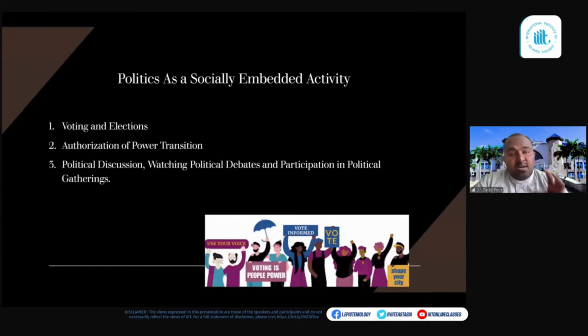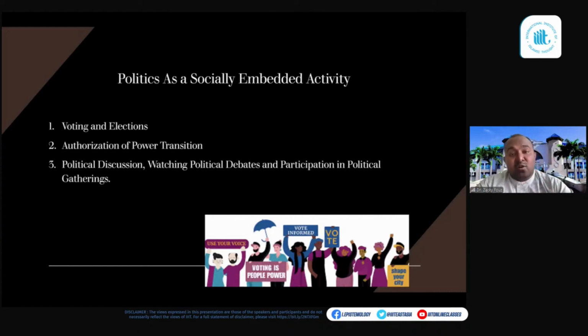They say the locus of power is not with the politicians, but with the people. So actually, they argue that we need to interpret politics from the perspective of society. For example, they say people vote, people participate in the elections. It is people who, through voting, through participating in the elections, authorize the power transition from party A to party B. And so they are the key actors in the political sphere.